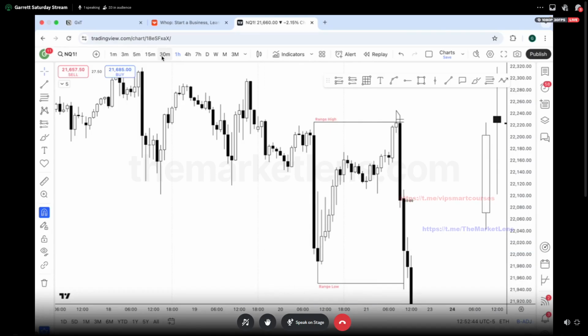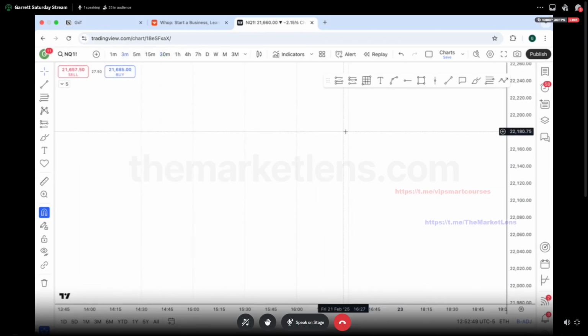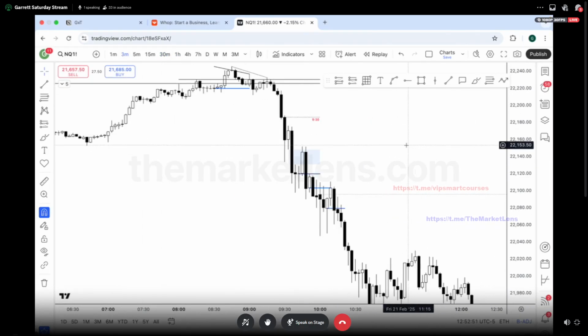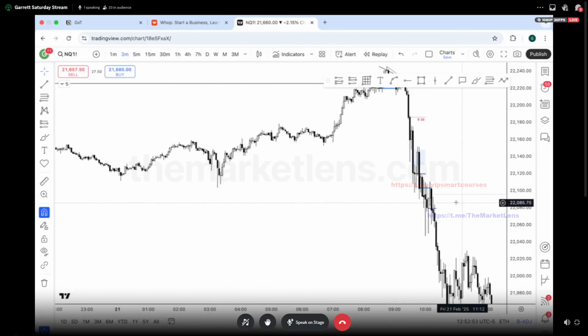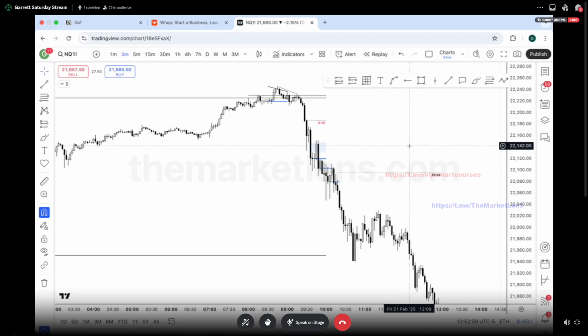So that's what happened. Right, we take out this low, we fail to manipulate it, we actually close back through it, which is a continuation signature. Does that make sense?